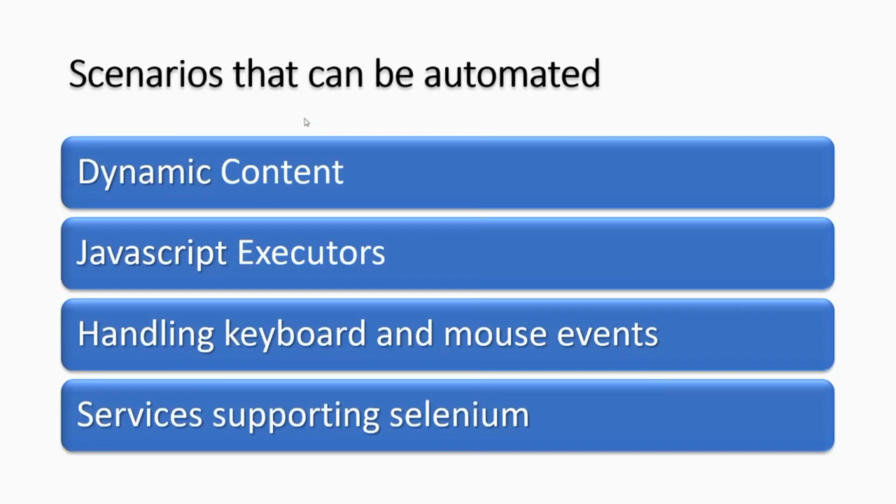Scenarios that can be automated. Dynamic content. A dynamic element is a web element whose IDs, and not just IDs, but any attribute such as class name, value, and so on, are not fixed. Therefore, every time you reload the page, it changes. As a result, you cannot handle that element solely through the locator.